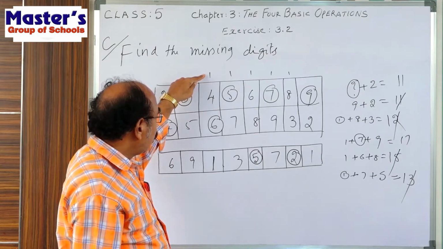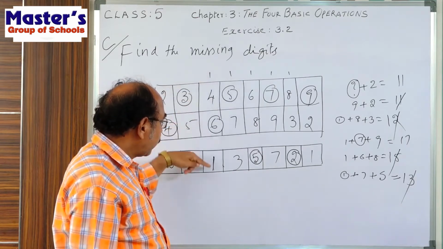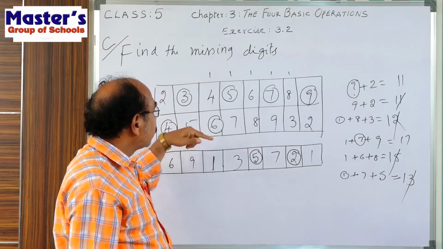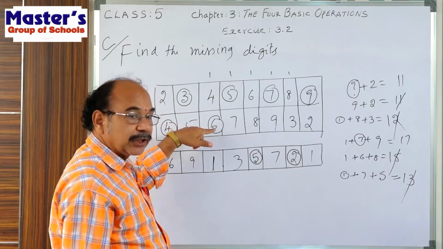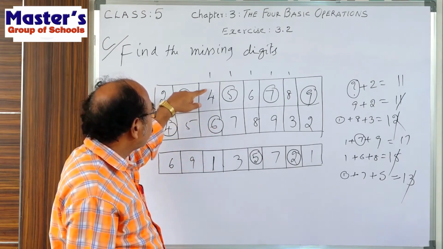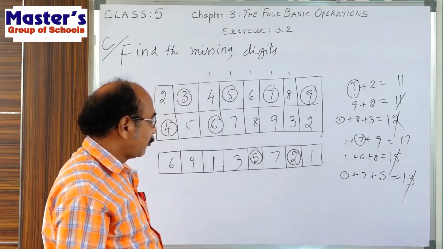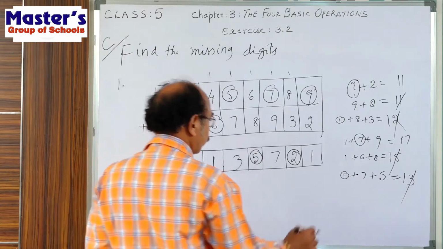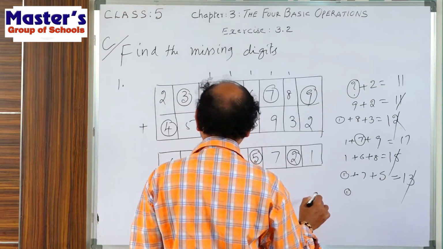To 5, how much is to be added to get 11? It means 6. If we write 6 and add, then what will happen? 4 plus 1, 5. 5 plus 6, 11. Okay. So here 1 is carried.